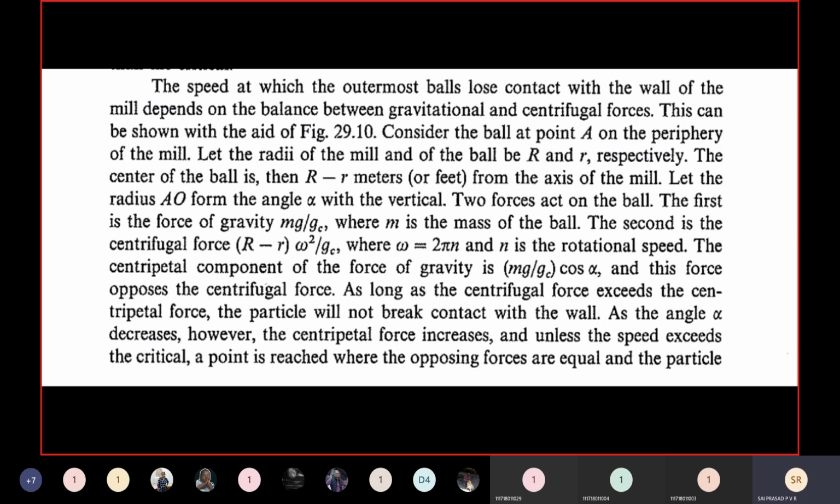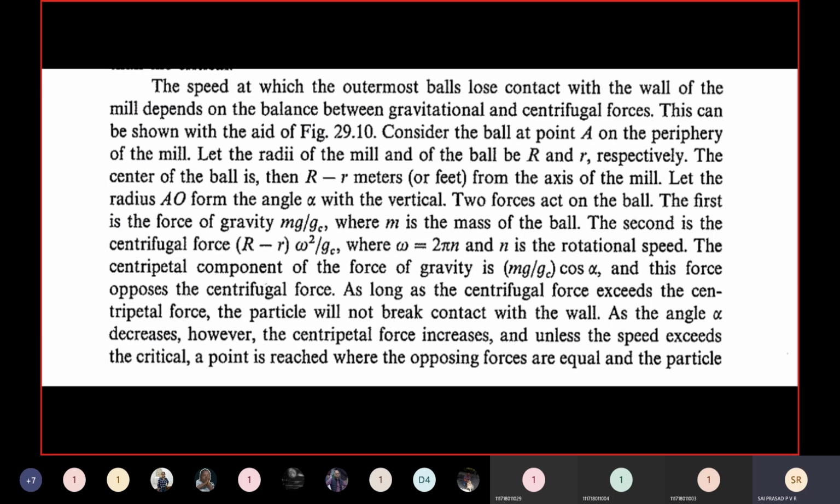The centrifugal component of the force of gravity is given by this formula, and this force opposes the centrifugal force. What is the centripetal force here? The other component, the gravitational component which is resolved in the direction of centrifugal force, will be the centripetal force. As long as the centrifugal force exceeds the centripetal force, the particle will not break contact with the wall. So it will be happily moving along with the wall of the container. This is what we require till the spherical ball reaches the maximum height.